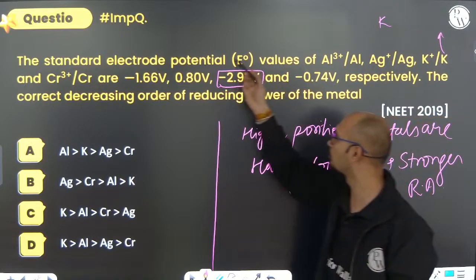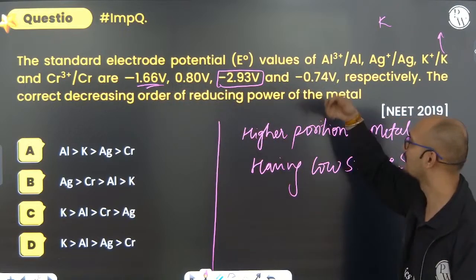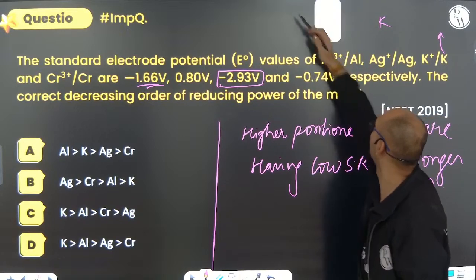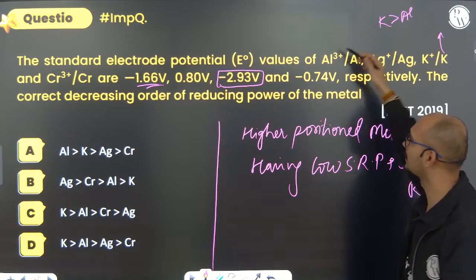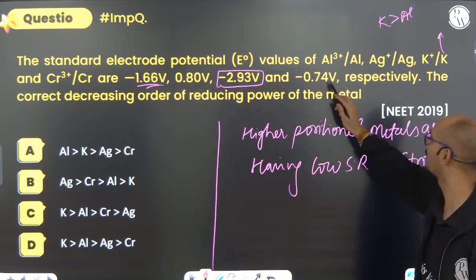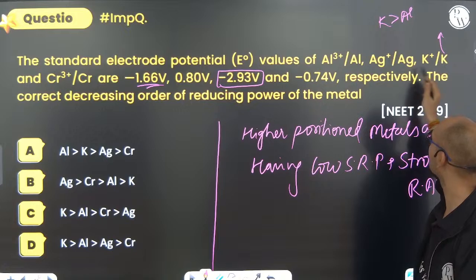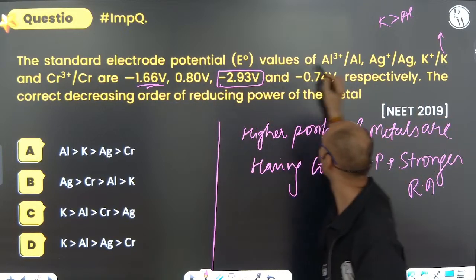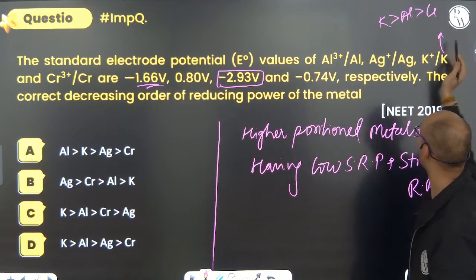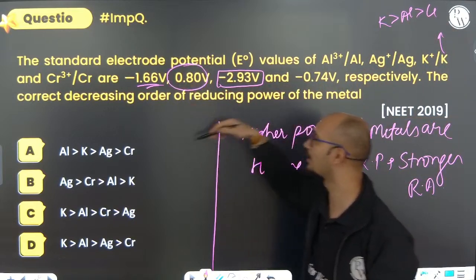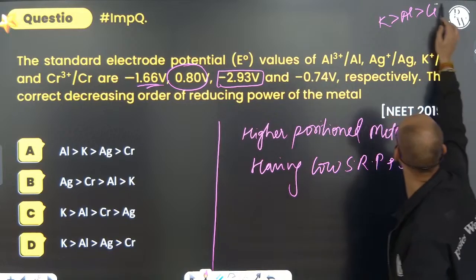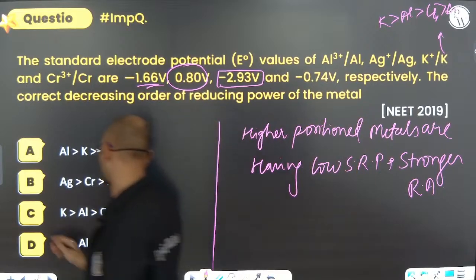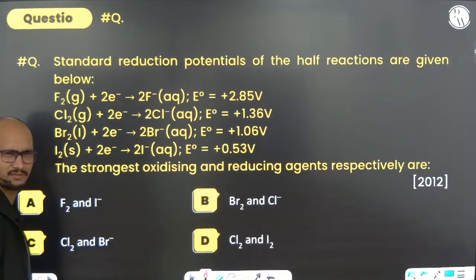After that, what is less than that? Minus 1.66, the first value, sorry. The first value is for aluminium. So potassium will be more than aluminium. Then less than minus 1.6 is what? Minus 0.7, the fourth value, which is for chromium. So then comes chromium. And then the maximum value is plus 0.8. It is for Ag. So after chromium, Ag will come, right? So potassium is more than aluminium, chromium, Ag. I hope it is very easy to do.